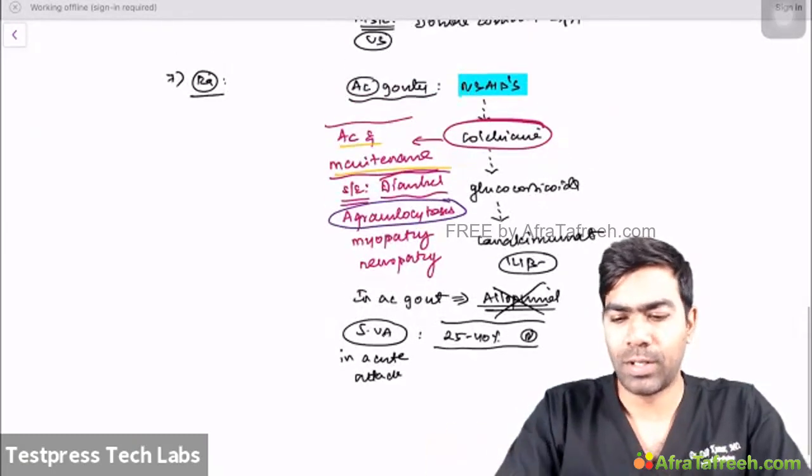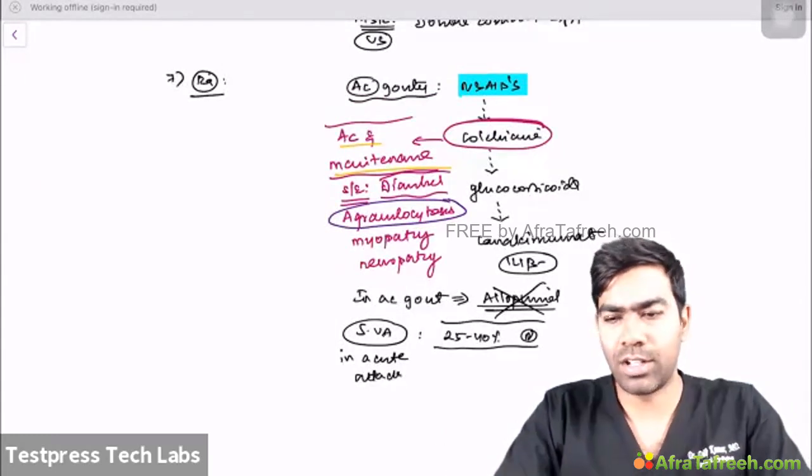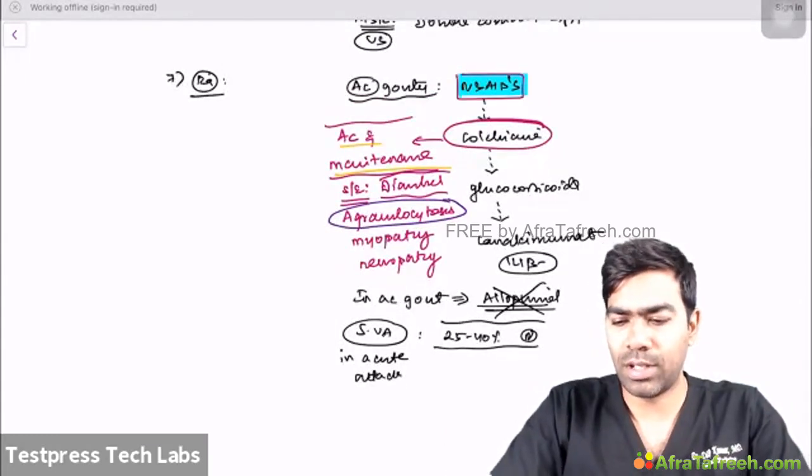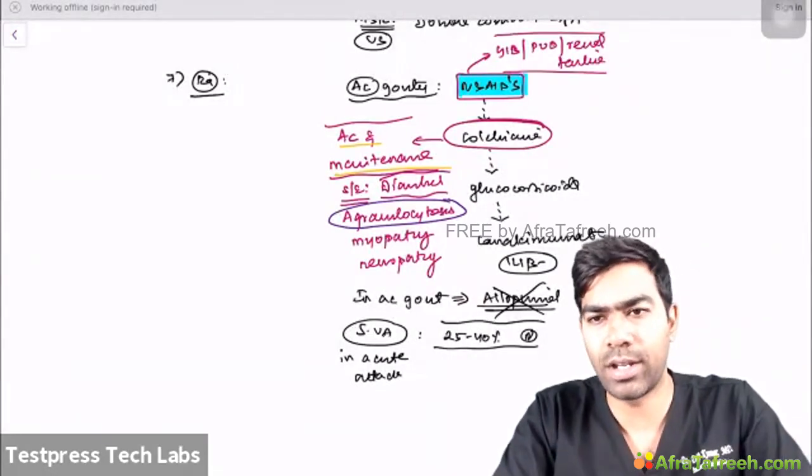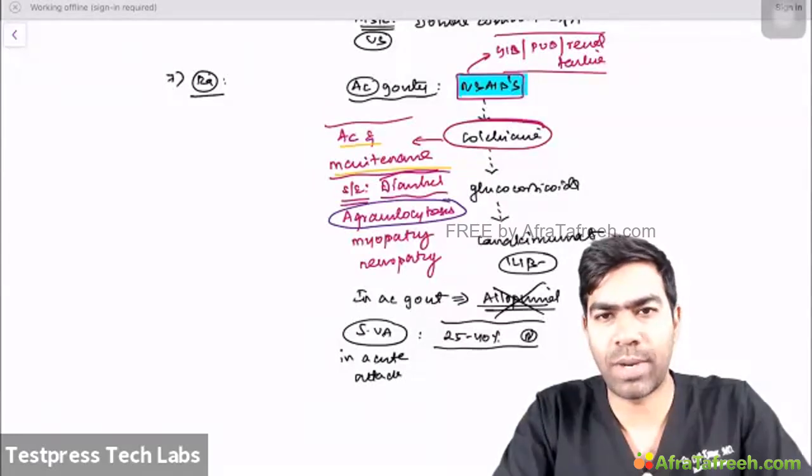Clear. As far as NSAIDs are concerned, they're going to be a little bad in the setting of a GI bleeding. They have the side effect of GI bleeding. In peptic ulcer disease, you have to be careful. In renal failure, you have to be careful. These are 3 situations where we generally tend to avoid giving NSAIDs.